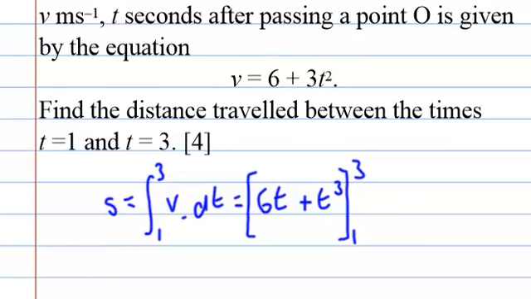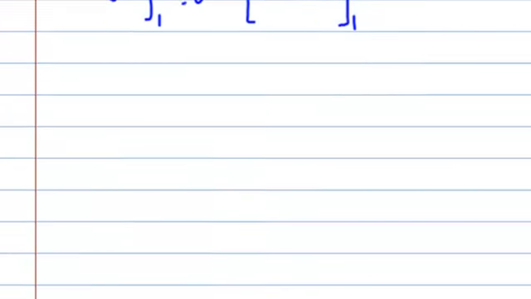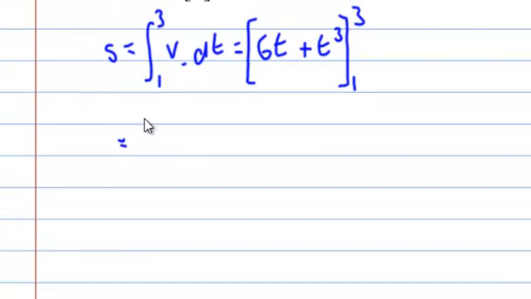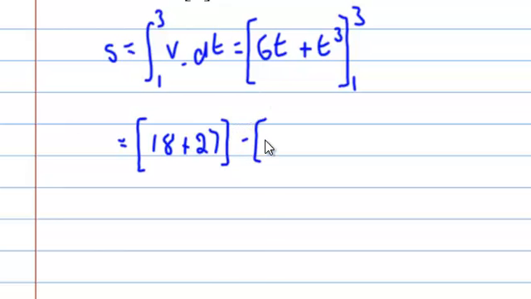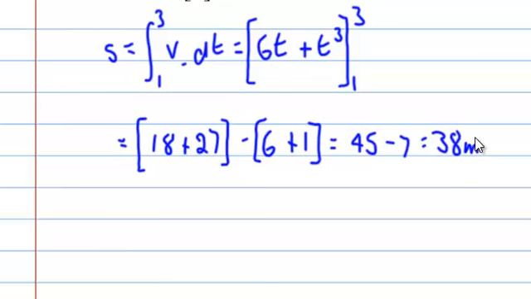So substituting in, we get the first bracket evaluated with 3. That will give us 18 plus 27. Subtract the function evaluated using 1, which gives us 6 plus 1, which is 45, minus 7, which is 38 meters, which is the solution to that question.